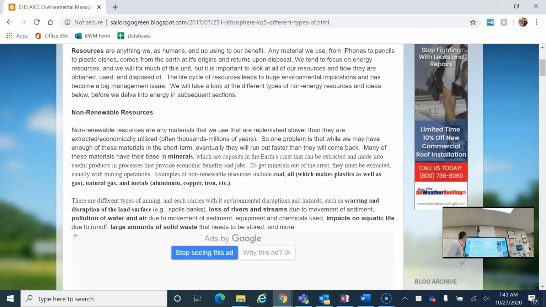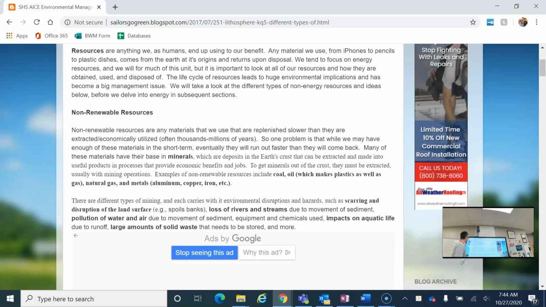Many of these materials have their base in minerals, and minerals are deposits in the Earth's crust that can be extracted and made into useful products and processes that provide economic benefits and jobs. That's your standard definition of what a mineral is. Basically anything we take out of the Earth that's economically viable. To get minerals out of the crust, they must be extracted, usually with some kind of mining operation that we're going to go over. Examples of non-renewable resources include coal and oil, which will make plastics as well as gasoline, natural gas, and metals like aluminum, copper, and iron.